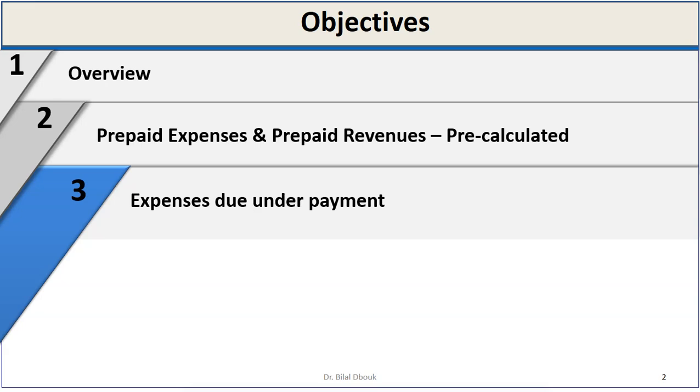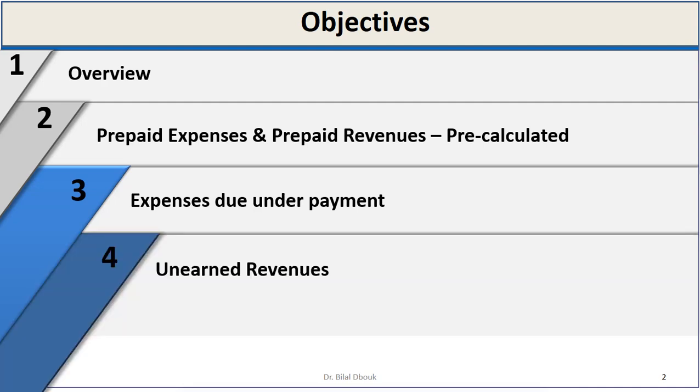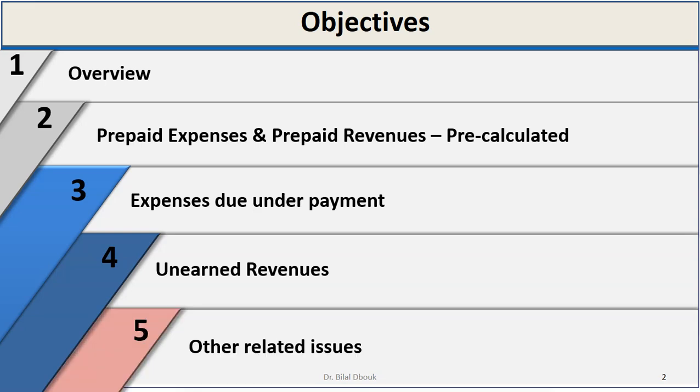In objective 3, we will see what the accounting treatment is for expenses due under payment. Then we will move to objective 4, unearned revenues. What do we mean by unearned revenues? Revenues actually received in advance. Finally, the fifth objective of our chapter is about other issues related to the revenue and expense adjustment.